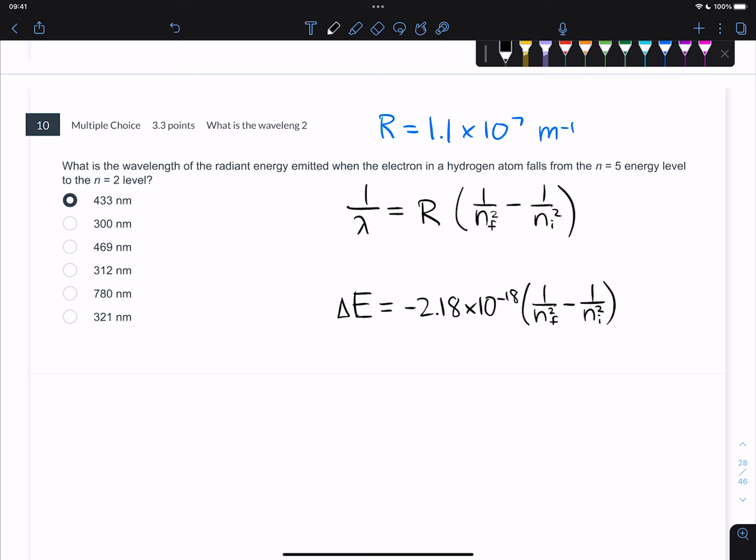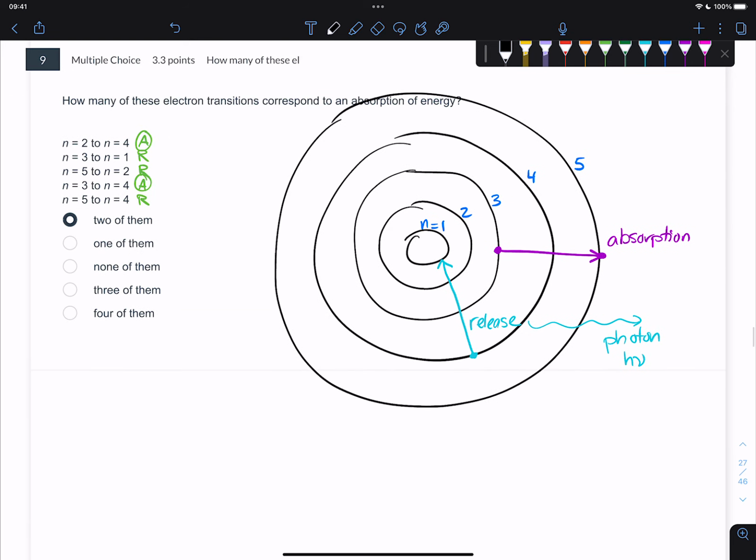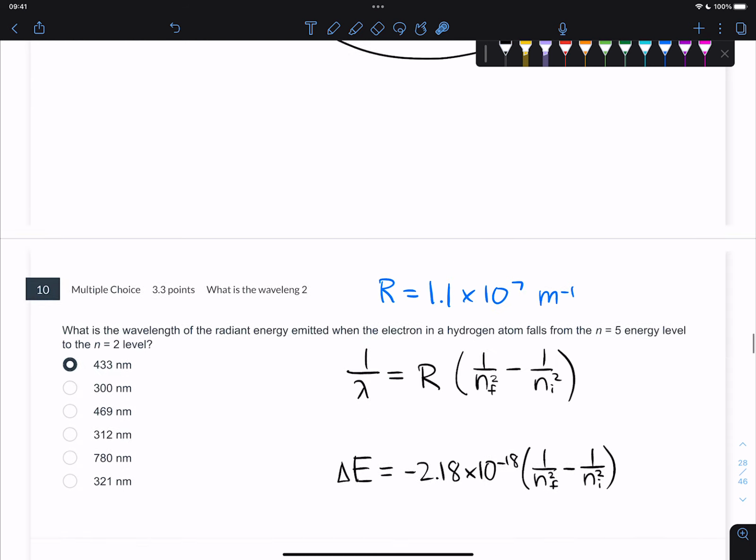For number 10, it says, what is the wavelength of the radiant energy emitted when an electron in a hydrogen atom falls from n equals 5 down to n equals 2? So when electrons are excited and they fall from some higher energy level, in this case it's just 4 to 1, but no matter how it falls, so from 5 to 2, it's going to release a photon of energy. And that photon of energy is going to have a certain wavelength.